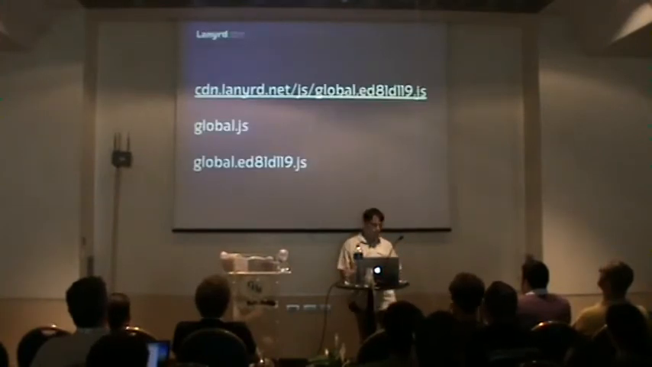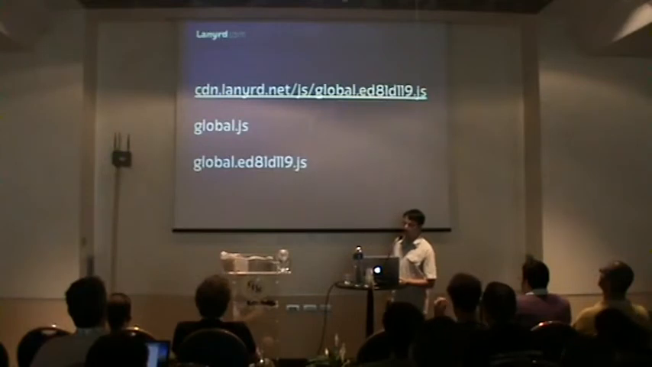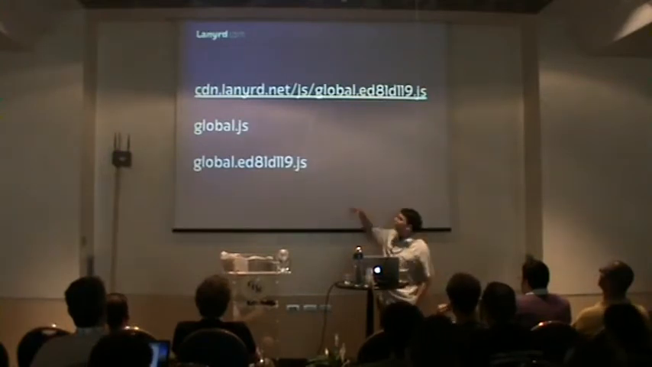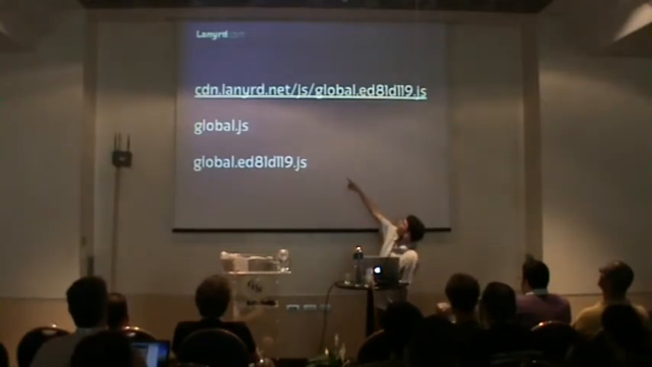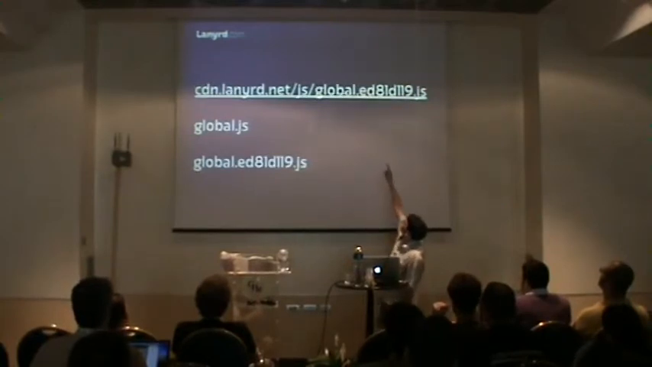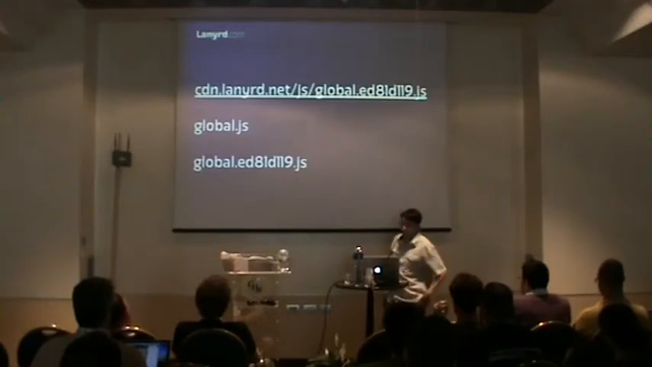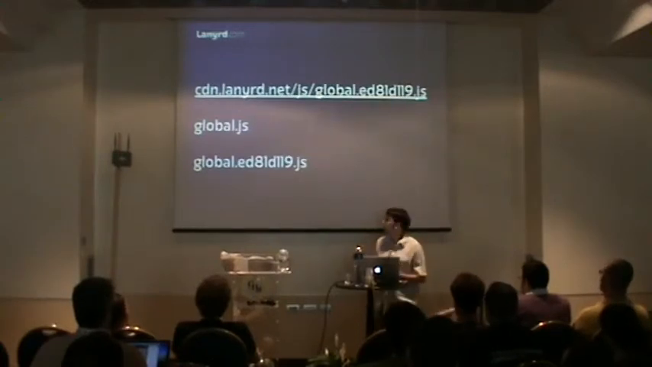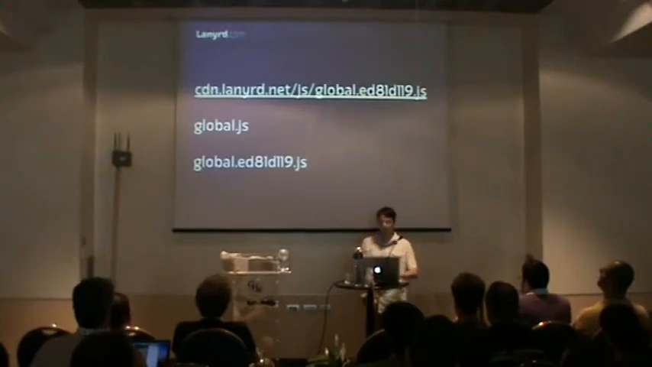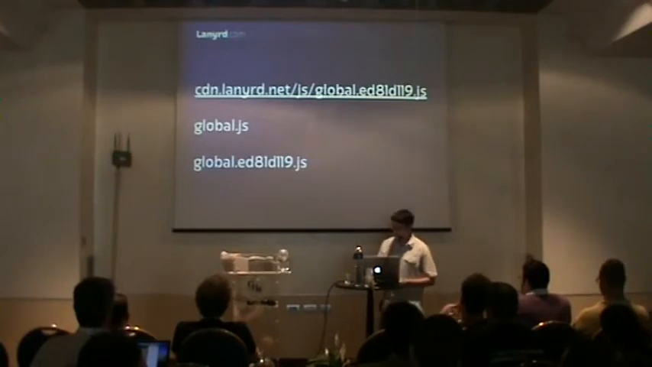So if you view source on Lanyard, you'll see that our CSS and JavaScript links look something like this. It's cdn.lanyard.net/js/global.bunchofcrud.js. In our development environment, on my laptop, that file's called global.js. So in between it being on here and it being up on the internet, there are a few different things that happen to it.